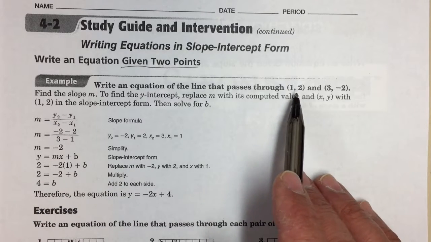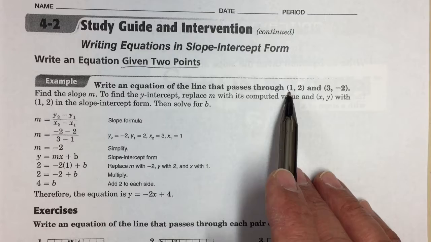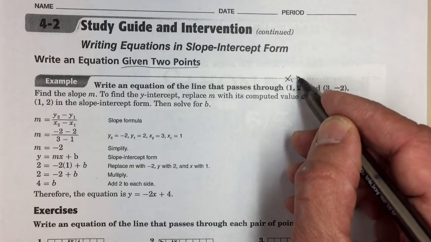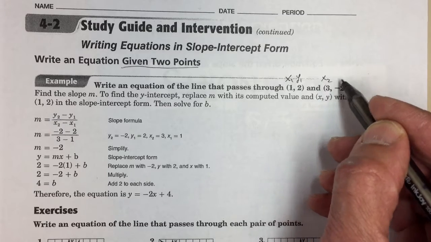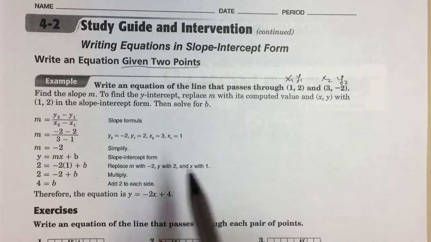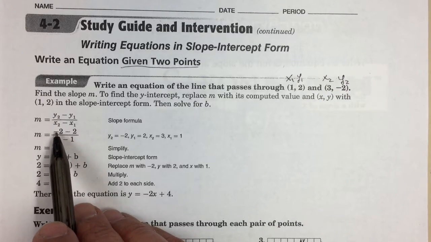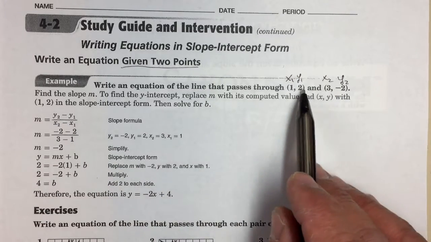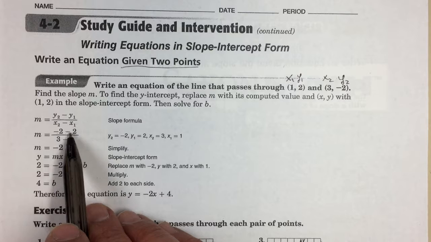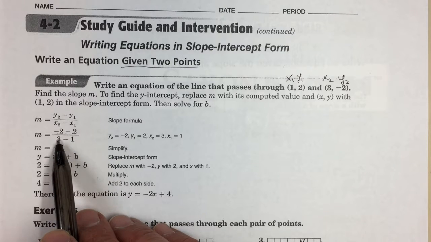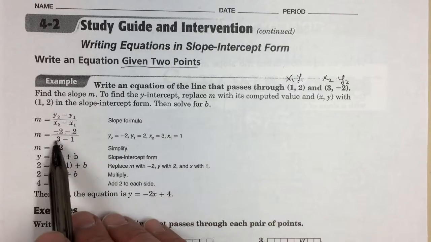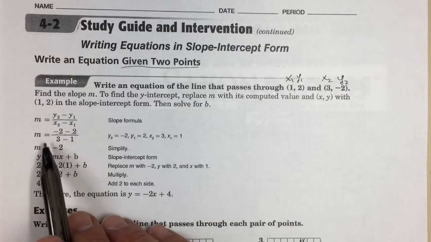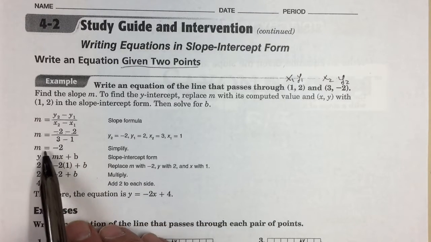So in these two points, which comes first? 1 or 3? 1. So I'm going to label this x1, this is y1, this is x2, this is y2. Okay, let's replace it. y2 is -2, minus y1, that is 2, so -2 minus 2, over x2, that is 3, minus 1. Okay, so we do the numbers here, and m equals -2.